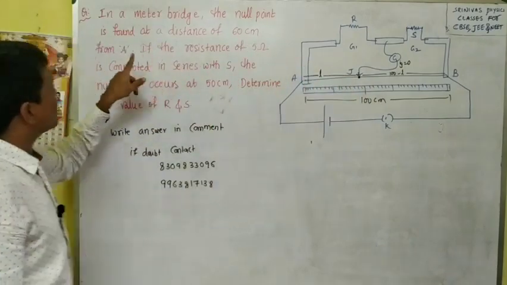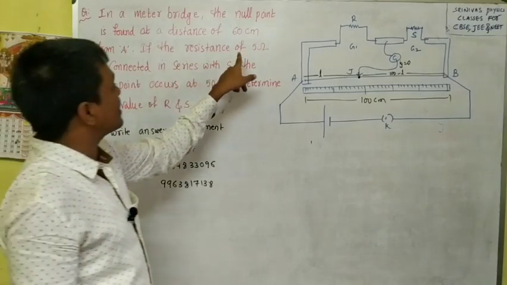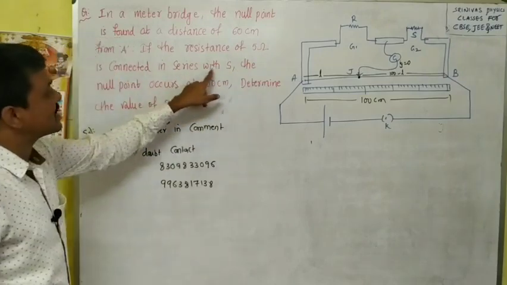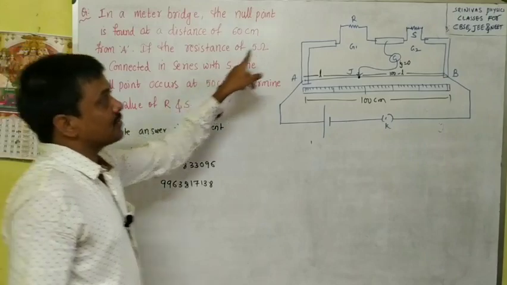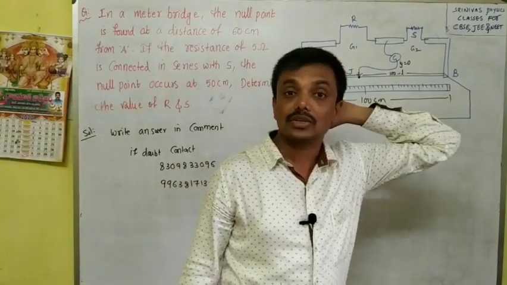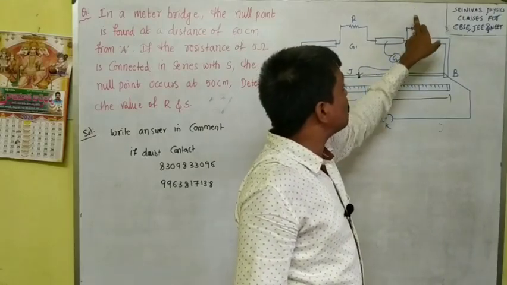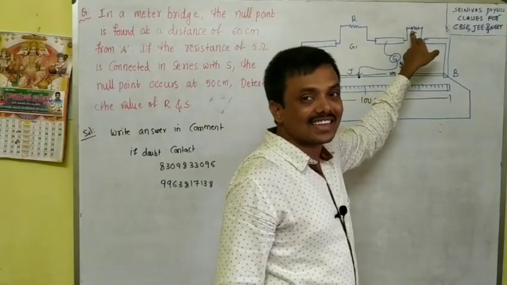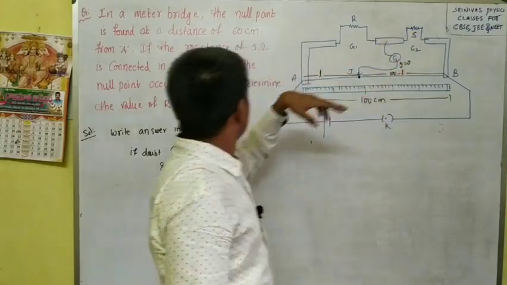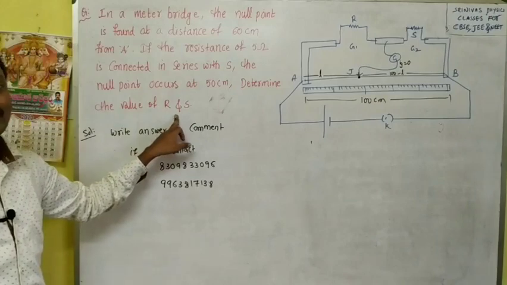Now what we are doing here: a resistance of 5 ohm is connected in series with S. Here we are connecting the 5 ohm resistance in series, not in parallel. In the previous question, we connected the 12 ohm in parallel to S. Now we are connecting 5 ohm in series with S. Right? Now the new balancing length is 50 centimeters. Then determine the value of R and S.